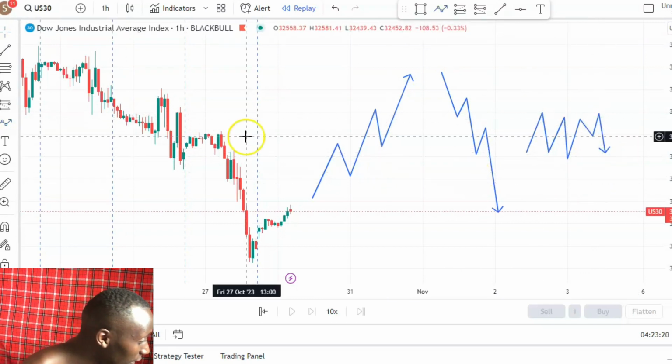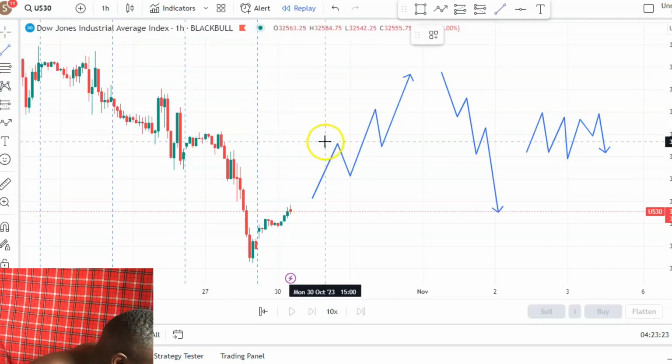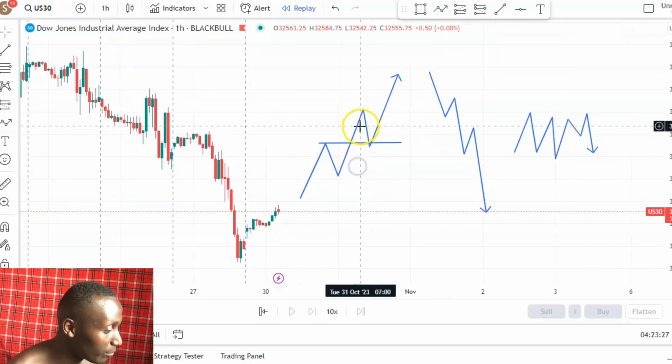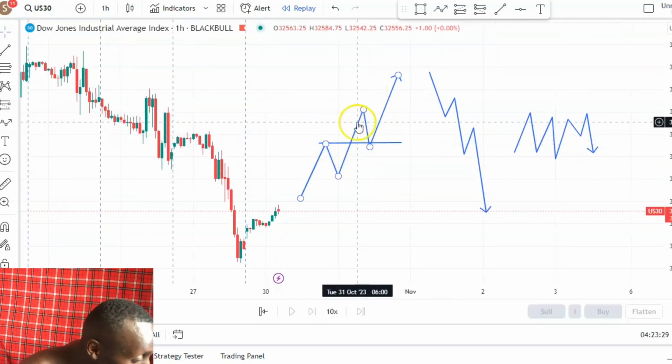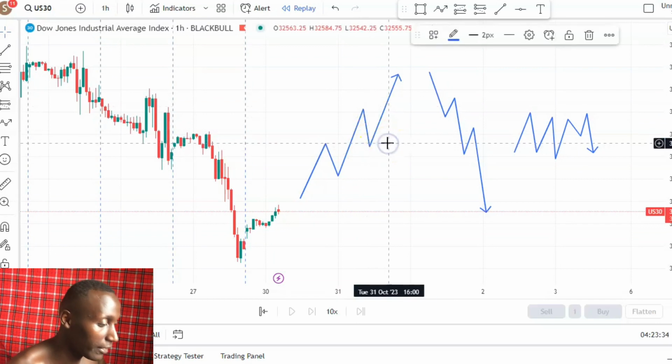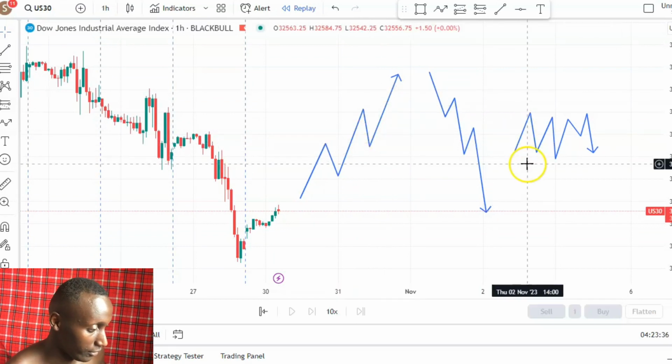You need to see that for us to have a new higher low, we must break this high, go higher, so that we can have a new higher high and a higher low. And that is the same case in a downtrend.